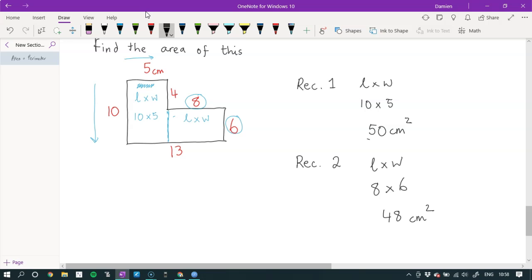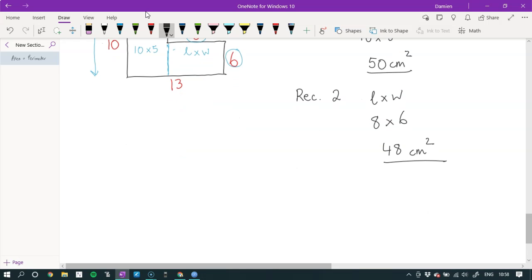Now, we found the area of the first rectangle and the second rectangle, but the question will be asking us to find the area of the full shape. So what you then have to do is add the 2 areas together. 50 centimeters squared plus 48 centimeters squared. That's going to give us a total of 98 centimeters squared. And that's how you find the area of that.